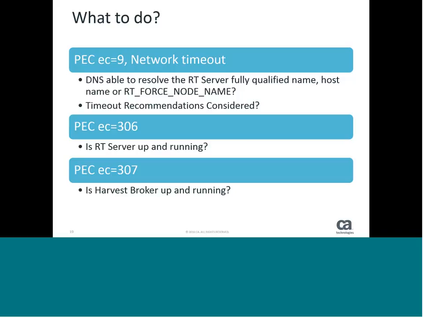Now RT server is also running, and we are able to resolve all the DNS. Then also we are not able to work, and we are getting 307. What should I do? In that case, we should go and check whether the broker is properly running or not. So these three errors are commonly seen errors when any of them is missing. So they should go and check all of these things, and most of the time it will resolve the problem.